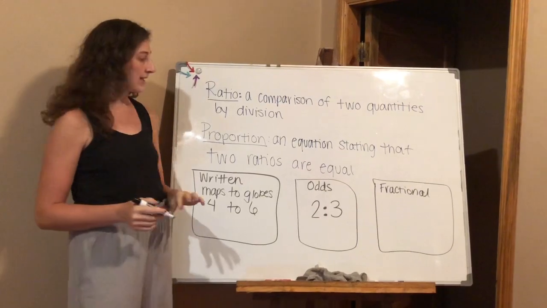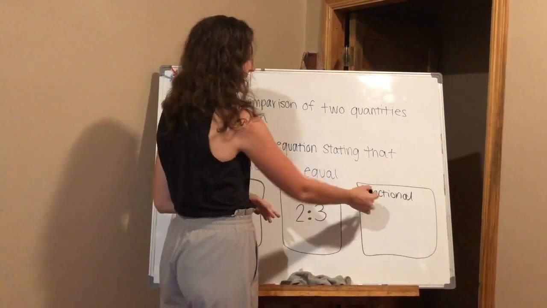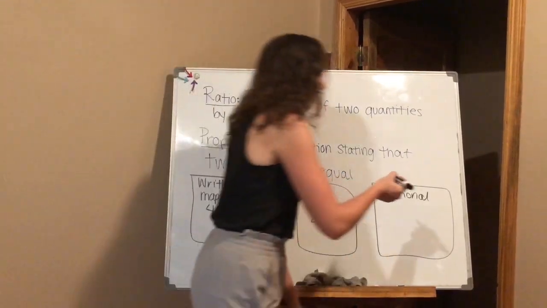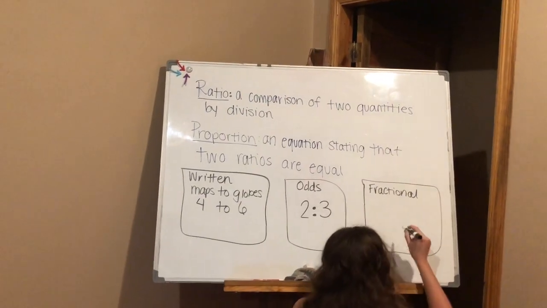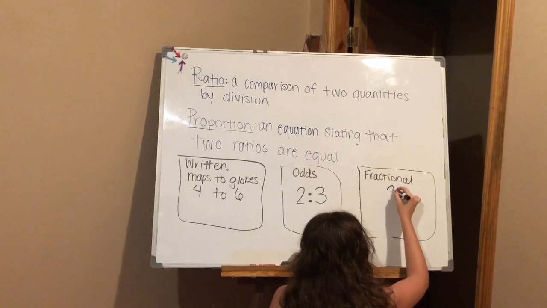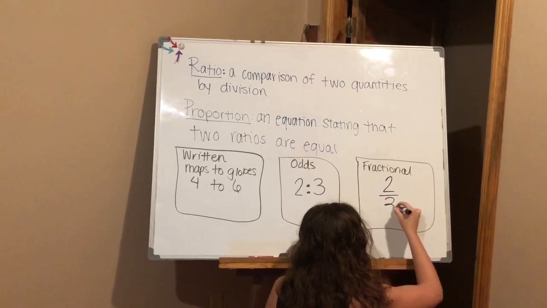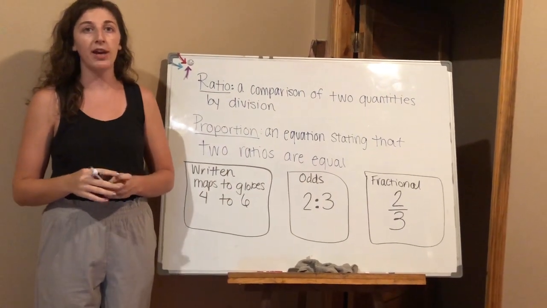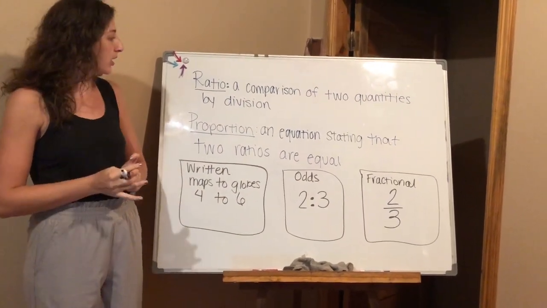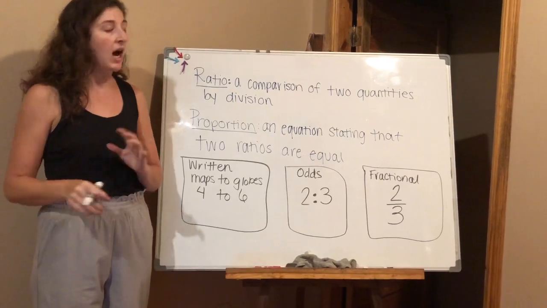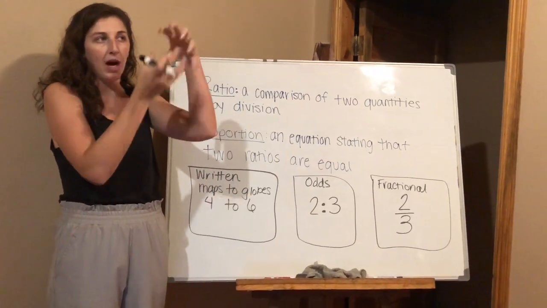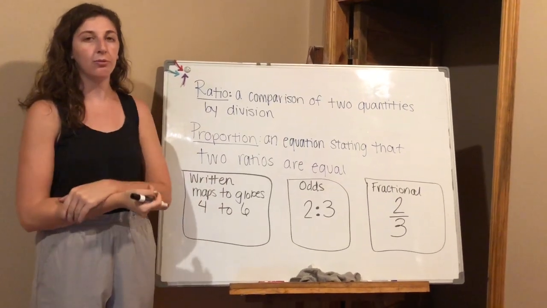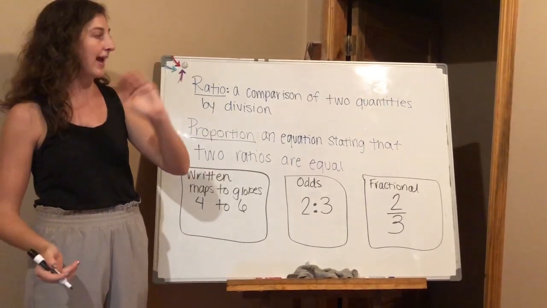Our last way is called fractional notation. These look like fractions. That's how you can remember what it is called. This is not a fraction. Remember, fractions are different because fractions are part of a whole. They are showing us what part we have or what part we want to look at over the whole amount. But ratios show us a comparison.